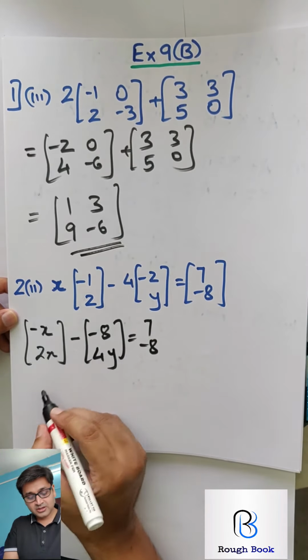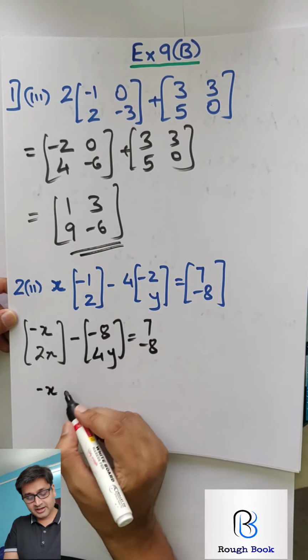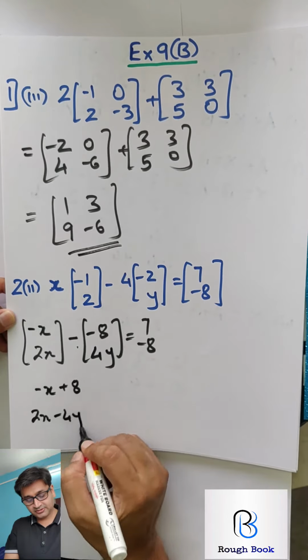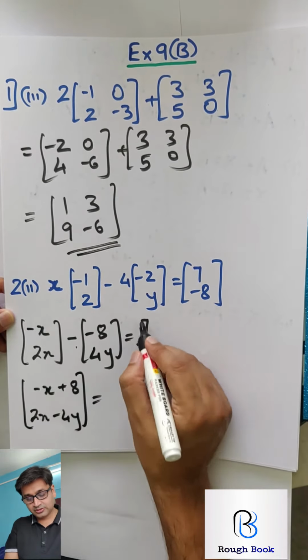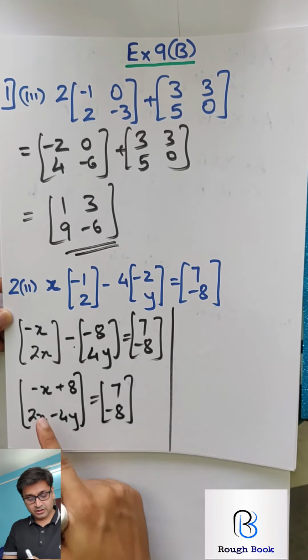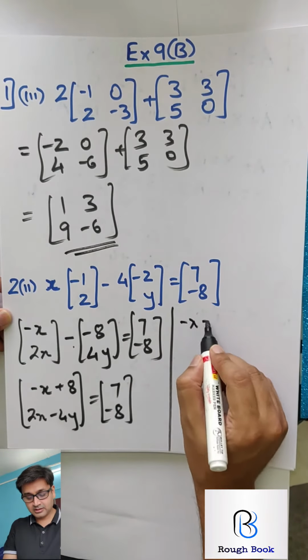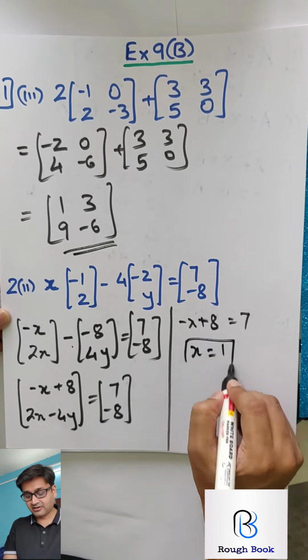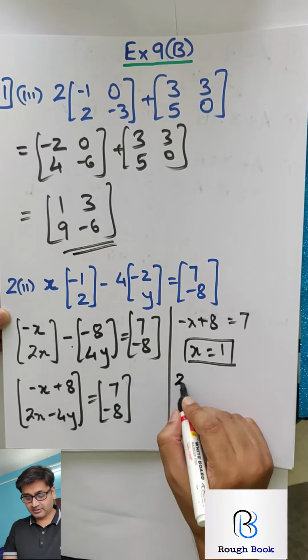Now add these two. So minus x minus minus plus 8. 2x minus 4y equals to 7 by minus 8. Now equate. This will become 7. So x goes on the other side. I get the value of x. And this will become y.